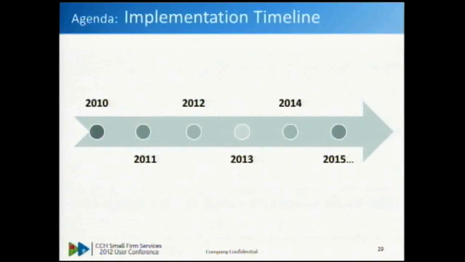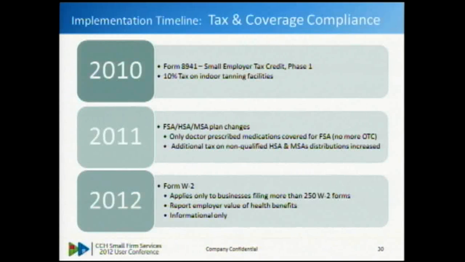So we will take a quick look at the timeline, retroactive through 2015, and we're going to look retroactive simply because some of those components are still rolling out and still have some applicability to you guys that may or may not have had the opportunity to execute on them. So 2010, we had the rollout of Form 8941, the small employer tax credit. That was probably the biggest one that we hit, and we'll cover that one quite a bit more. 2011, we had some changes to the elective health contributions. So the FSA, HSA, MSA, some change in definition, as well as some changes in tax there.